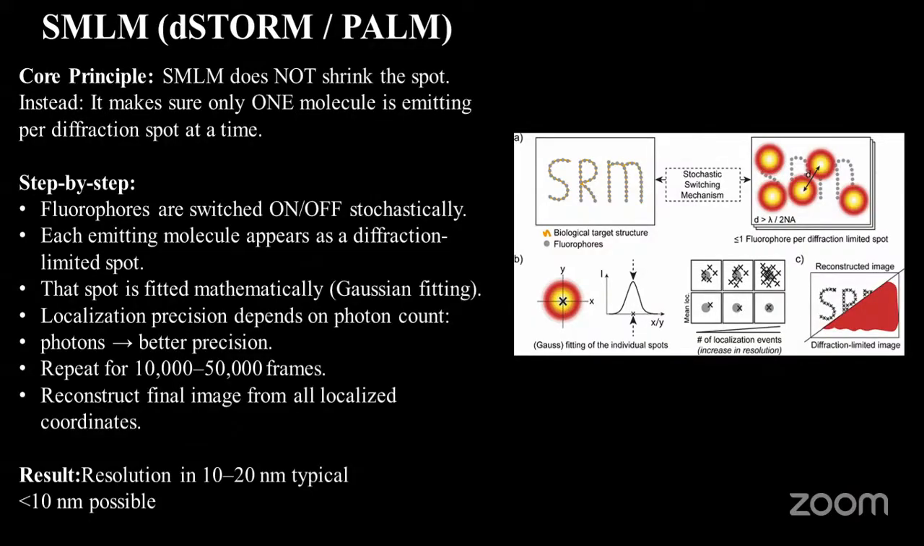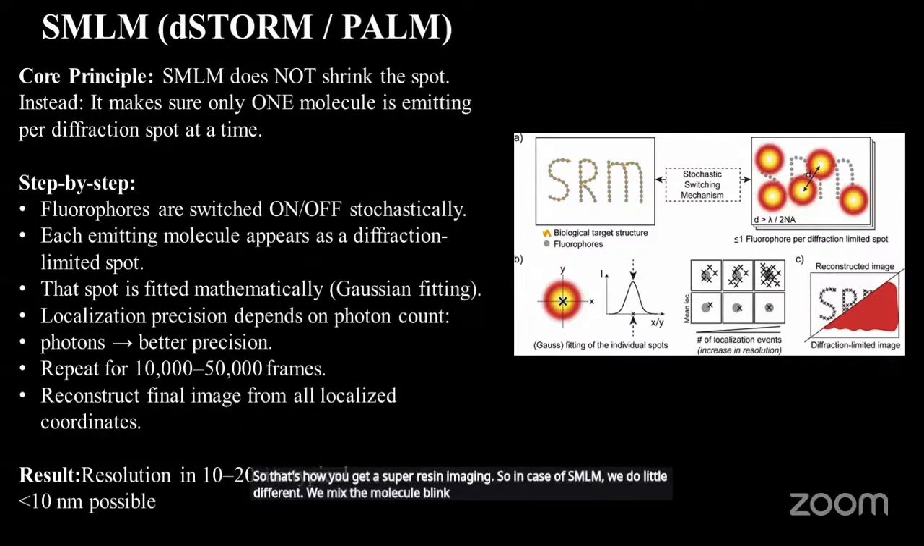Okay. So if people are already using confocal microscopes, in the case of a confocal microscope, you use a pinhole and you illuminate the laser through that, and you get your imaging done. And for STED, it is more about shrinking the spot, making the spot concise. So that's how you get super-resolution imaging. In the case of SMLM, we do it a little differently. We make the molecules blink, so each and every molecule is made to blink. So that's how you'll be able to capture.